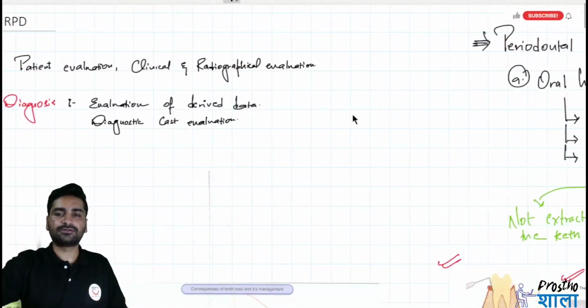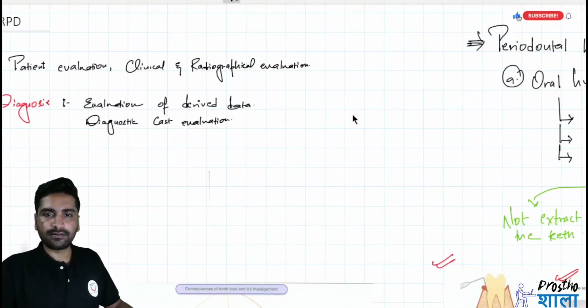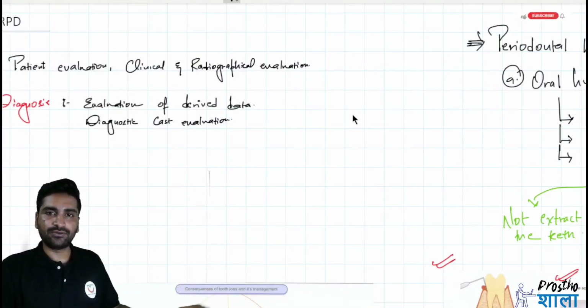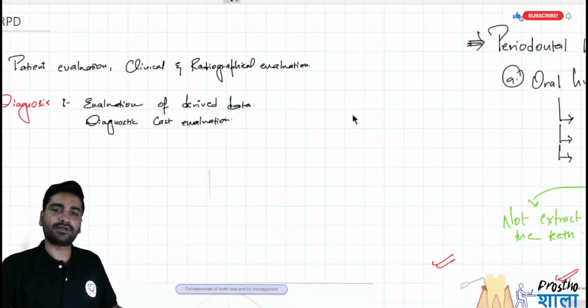I hope you guys have understood and got a good idea about what this chapter is. Usually we don't get many questions or long answers from this, but to have enough knowledge of the clinical scenario, and to know what we actually do and how to decide when we are in clinics, that is why this chapter is important.